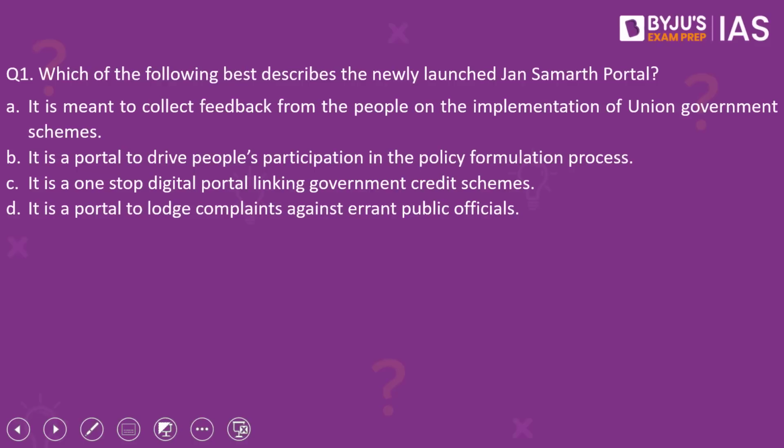Beginning with the first question of the day, which reads, which of the following best describes the newly launched Samarth Portal? The four options are as follows. Option A, it is meant to collect feedback from the people on the implementation of union government schemes. Option B, it is a portal to drive people's participation in the policy formulation process. Option C reads, it is a one-stop digital portal linking government credit schemes. And option D reads, it is a portal to lodge complaints against errant public officials.